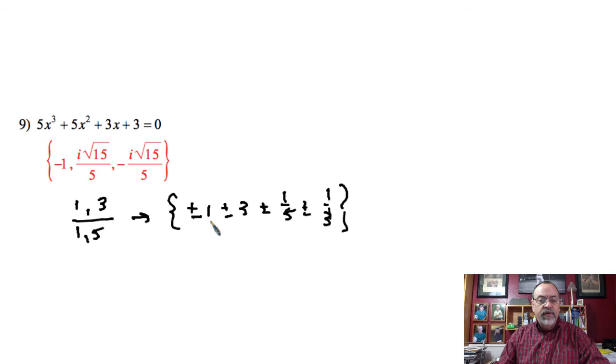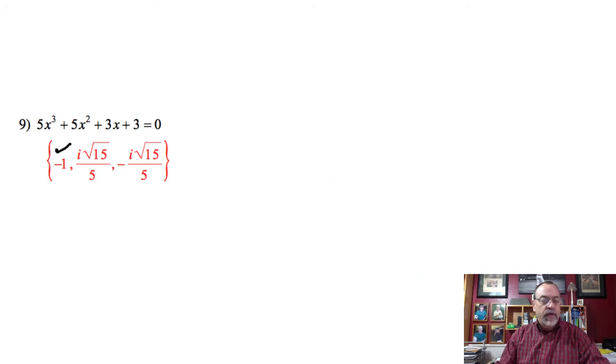Using the remainder theorem, we determine that -1 is a 0, so we're going to then use synthetic division to divide by that, which will take me to my quadratic, which will allow me to determine the last two zeros. So we're going to divide by -1. So I have 5x cubed plus 5x squared plus 3x plus 3. I don't need any placeholders, so I'll just do my division.